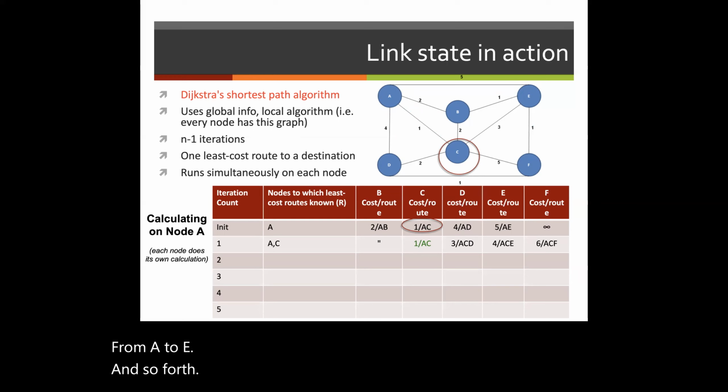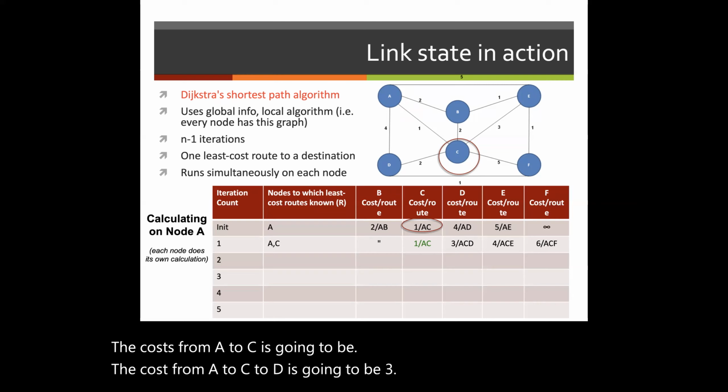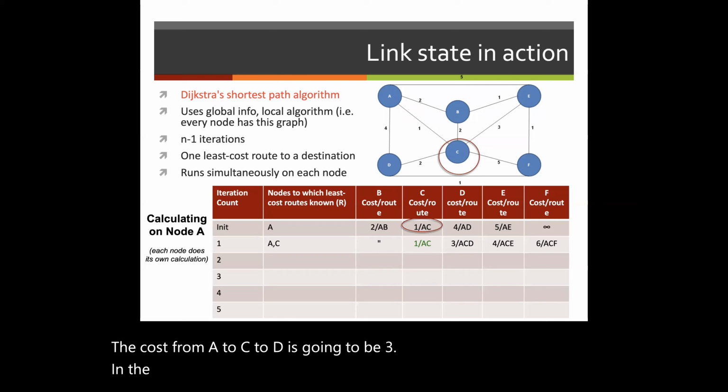Now let's consider our costs for nodes from A to C. So first we consider from A to B to be the same as our cost from A. The cost from A to C is going to be 1. The cost from A to C to D is going to be 3. And the cost from A to C to E is going to be 4, while A to C to F is going to be 6.